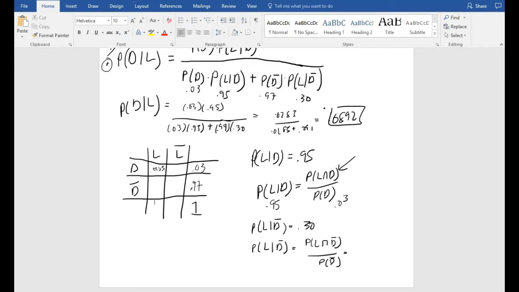Again, we look up to see what we have. We know that we have this, it's equal to 0.30. We know that we have calculated this, that's equal to 0.97, and then this is the only unknown. In order to find out what the intersection probability is, the probability of L and not D, we multiply 0.3 times 0.97, and we get 0.291.